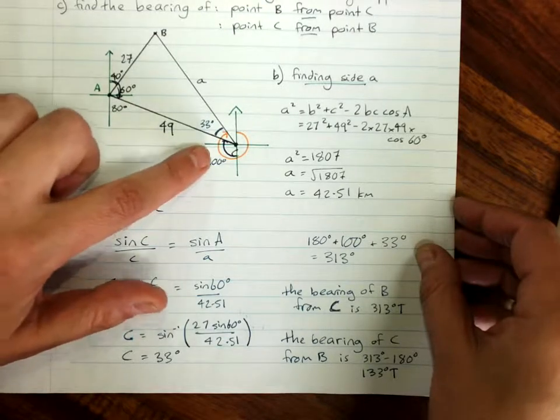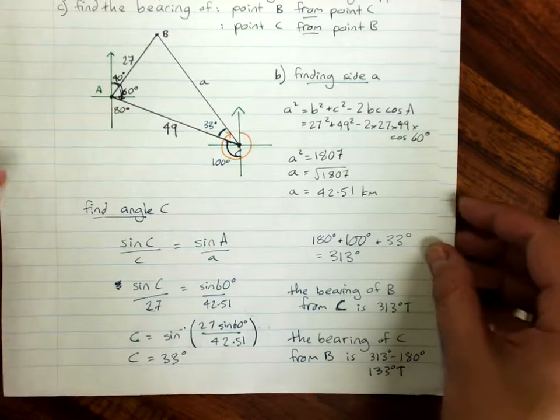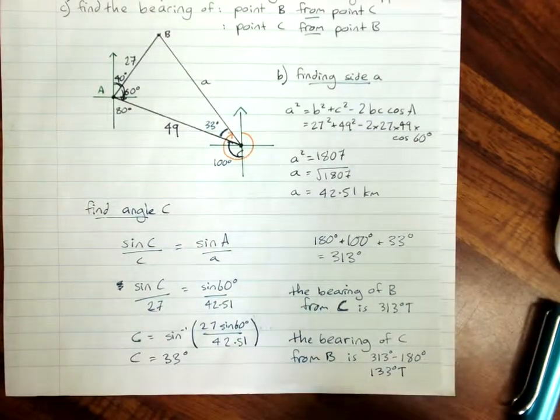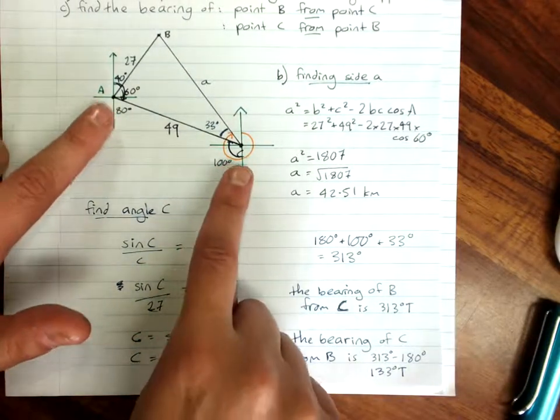So the steps you've got to follow rely on drawing an accurate diagram, drawing a compass rose where your bearing is from, drawing your bearing in so you can see what you're after, and using those alternate angles.